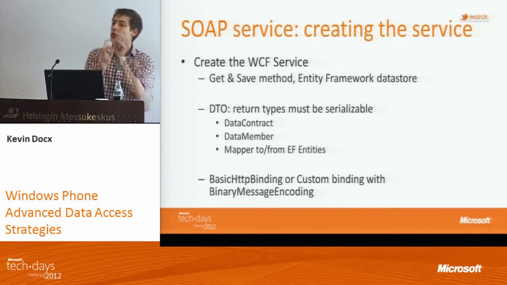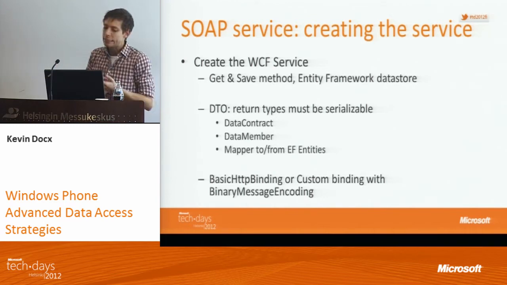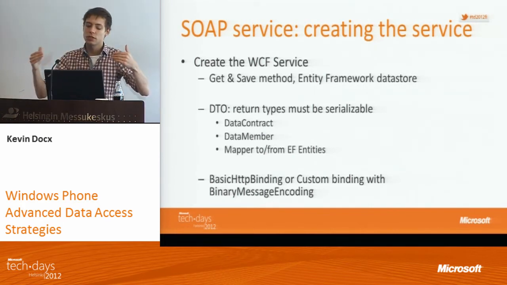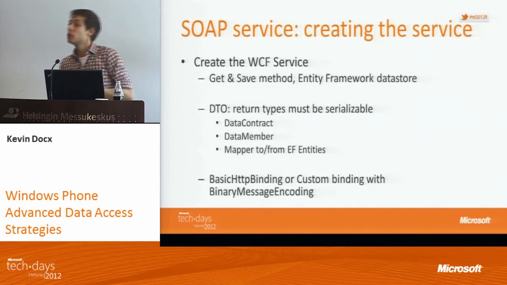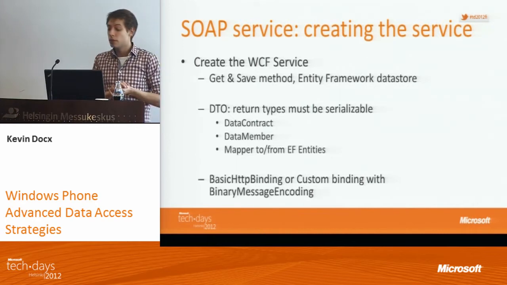I need to have a mapper to map those to the entities I'm using in my Entity Framework model. And then there are, in essence, two ways to expose that service. You can expose it using basic HTTP binding that's supported by Windows Phone, and you can expose it using a custom binding with binary message encoding.